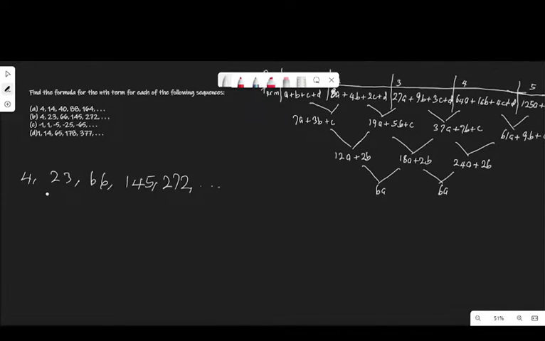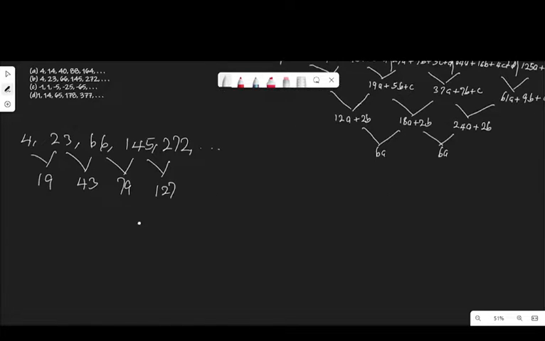First order difference, 23 minus 4 is 19. 66 minus 23 is 43. 145 minus 66 is 79. Then 272 minus 145 is 127. That is the first order difference.